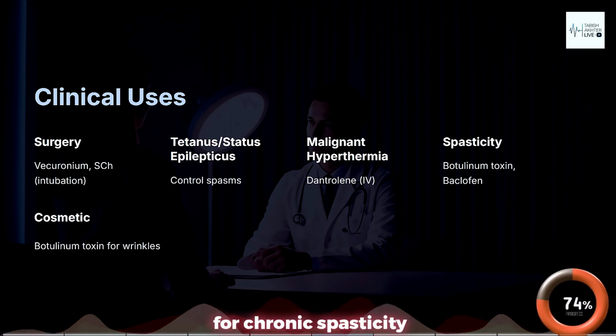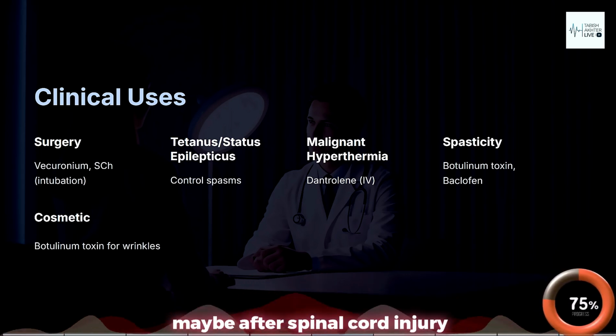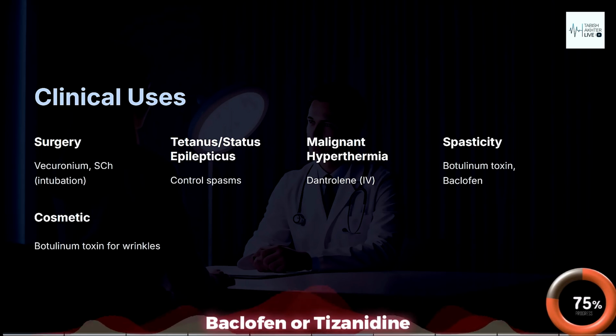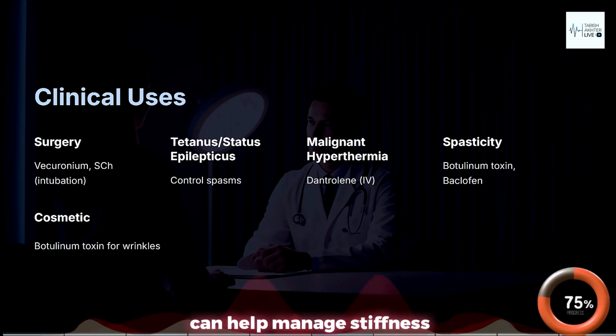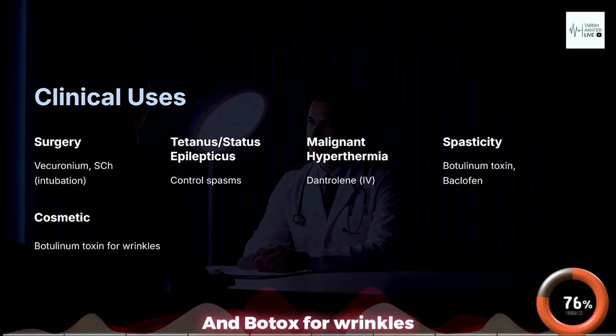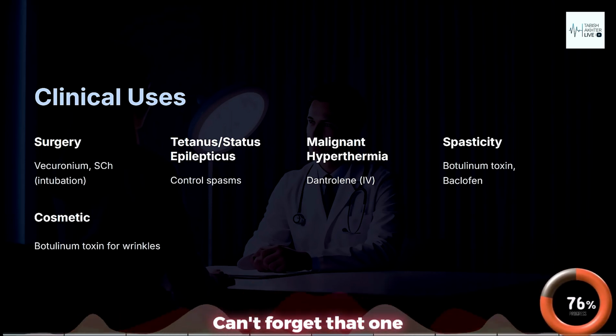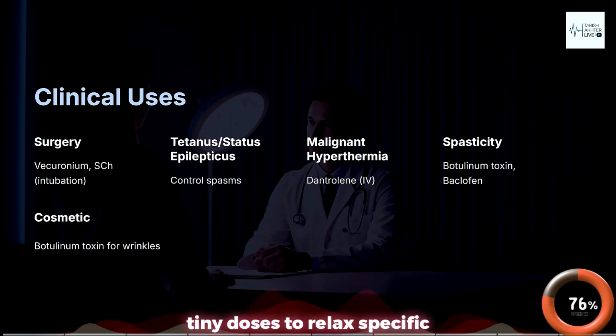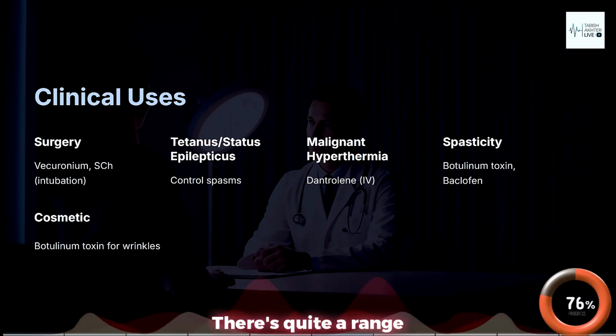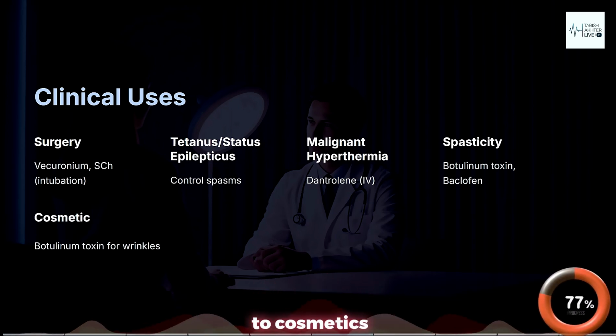Also, for chronic spasticity, maybe after spinal cord injury or in MS, baclofen or tizanidine, those central ones, or even botulinum toxin injections can help manage stiffness. And Botox for wrinkles, the cosmetic use. Can't forget that one. Same drug, different application, tiny doses to relax specific facial muscles. It's quite a range, from life-saving interventions to cosmetics.